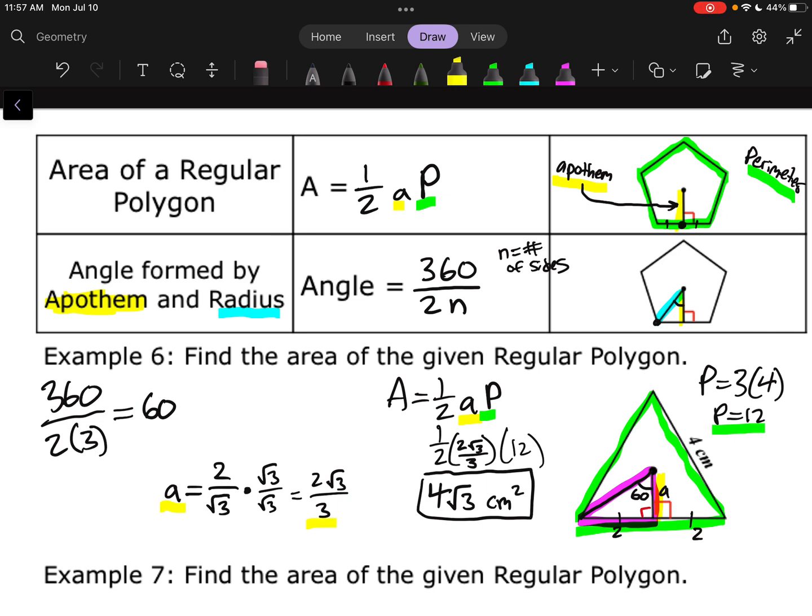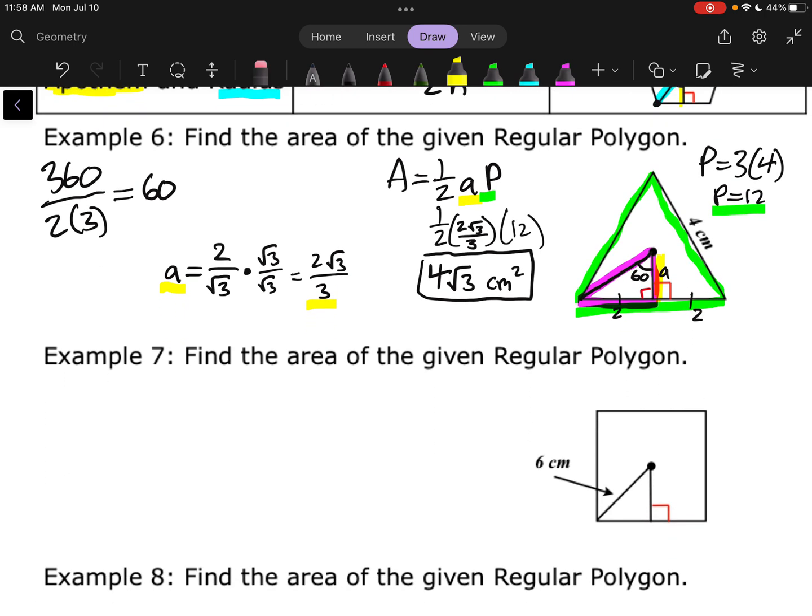So by figuring out that that was a little 30, 60, 90 triangle using the angle formula that we had, we could figure out the apothem, and then we could find the area. All right, let's try another one here for this regular quadrilateral. Now, for a quadrilateral, our n is 4, so I'll do 360 divided by 2 times 4, and I'll get 45.